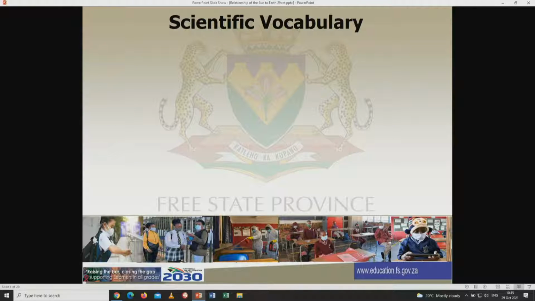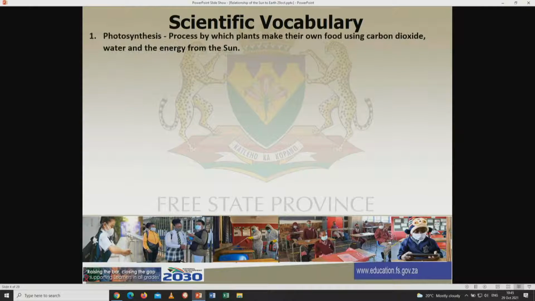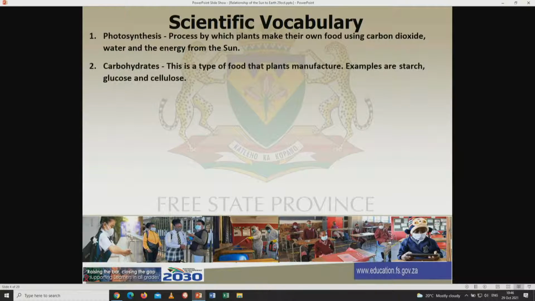Now, here are scientific vocabulary that you are going to come across as we continue. The word photosynthesis, which is the process by which plants make their own food using carbon dioxide, water, and energy from the sun. We are going to come across carbohydrates. This is a type of food that plants manufacture. Examples are starch, glucose, and cellulose.